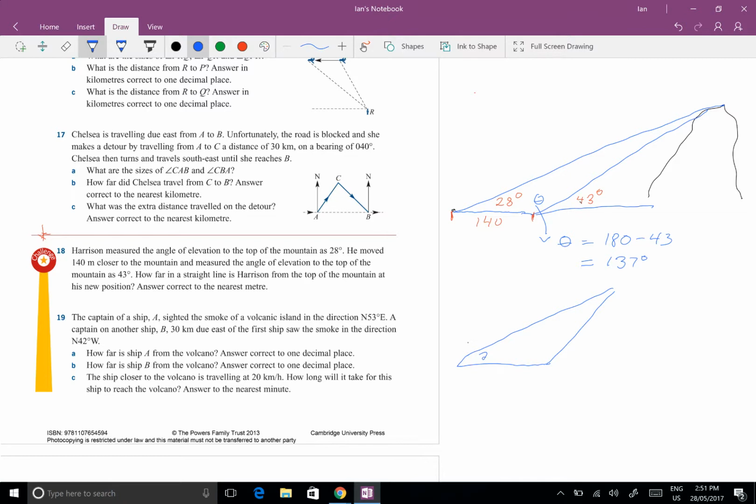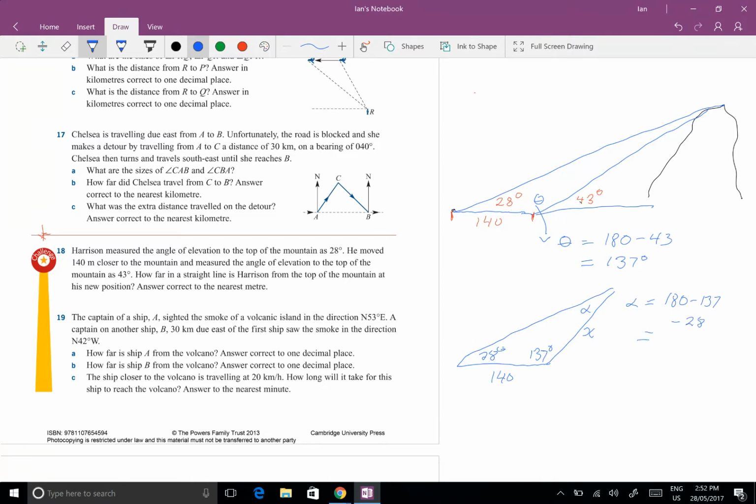And what have I got? I've got 28 degrees, I've got 140, and I've got 137 degrees. And what do I need to find? I need to find how far in a straight line Harrison is from the top of the mountain at his new position. So I need to find this. Unfortunately, I'm going to need this angle. That angle, alpha, is 180 minus 137 minus 28.